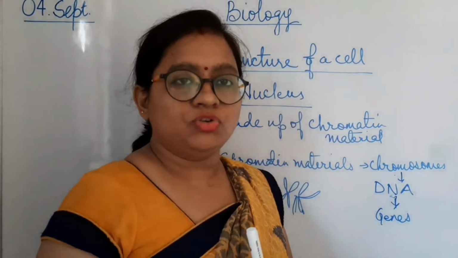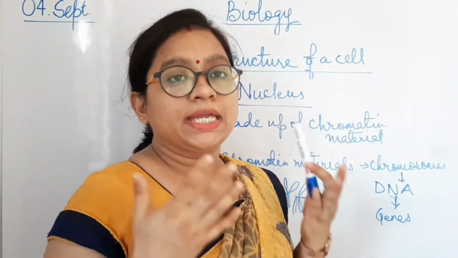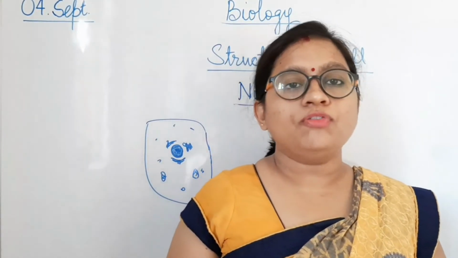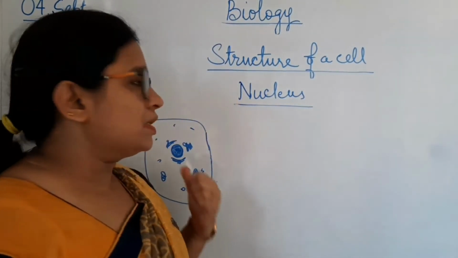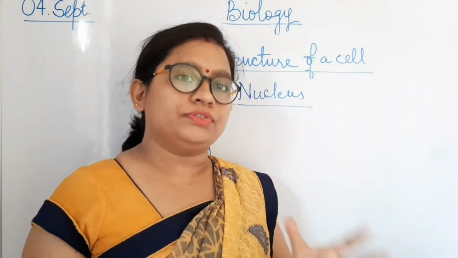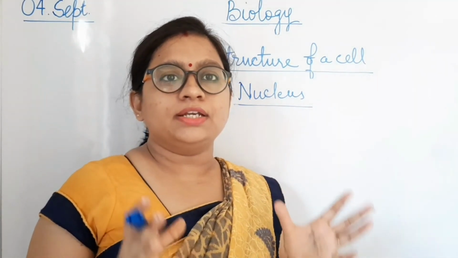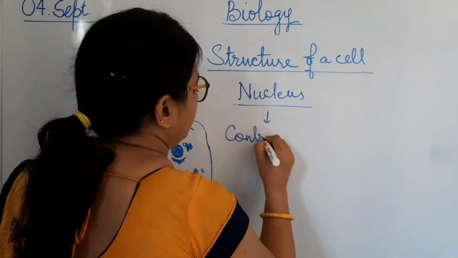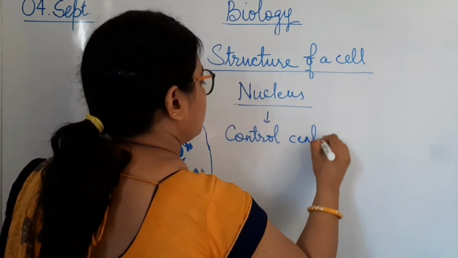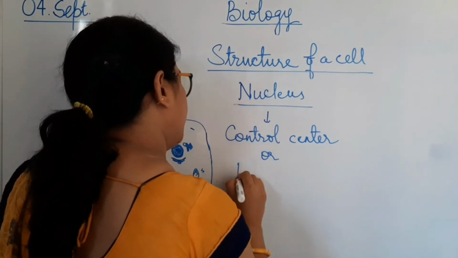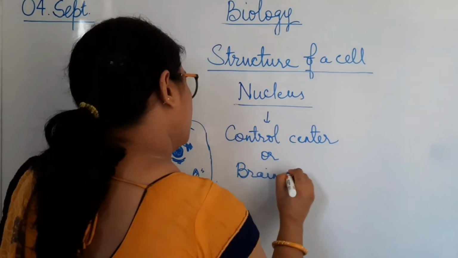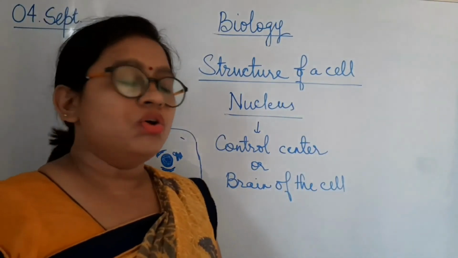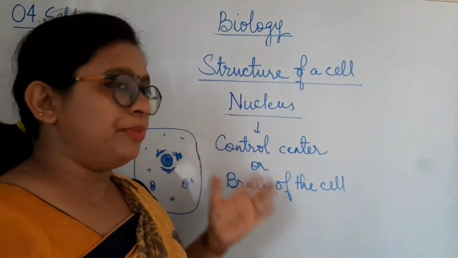What is the function of the nucleus? What role does the nucleus play in the cell? Let's discuss that. The nucleus is the control center of the cell. As it is said, it is the brain of the cell. So the nucleus is called the control center or brain of the cell.